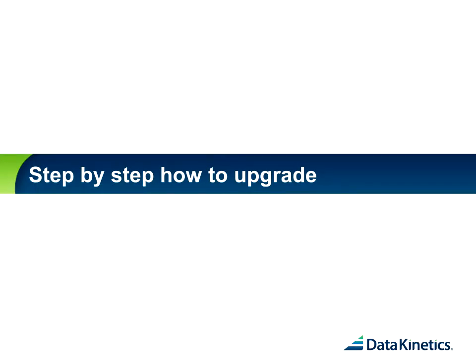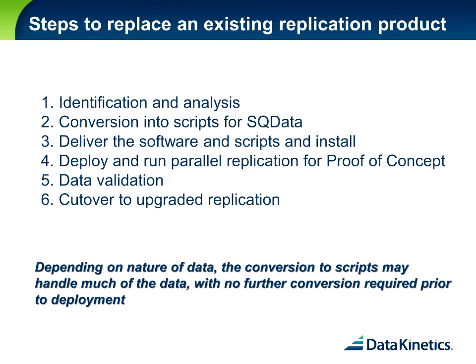Okay, so now that we've gone through the examples, here's a step-by-step guide as to how we upgrade. This is normally done in a proof of concept to show companies how they're going to do it before they actually do the work. So I will be referring to proof of concept as we run this through. The first step is identification and analysis of what data is to replicate. Then you need to convert what you've identified and analyzed into scripts that would run in the SQData engine.